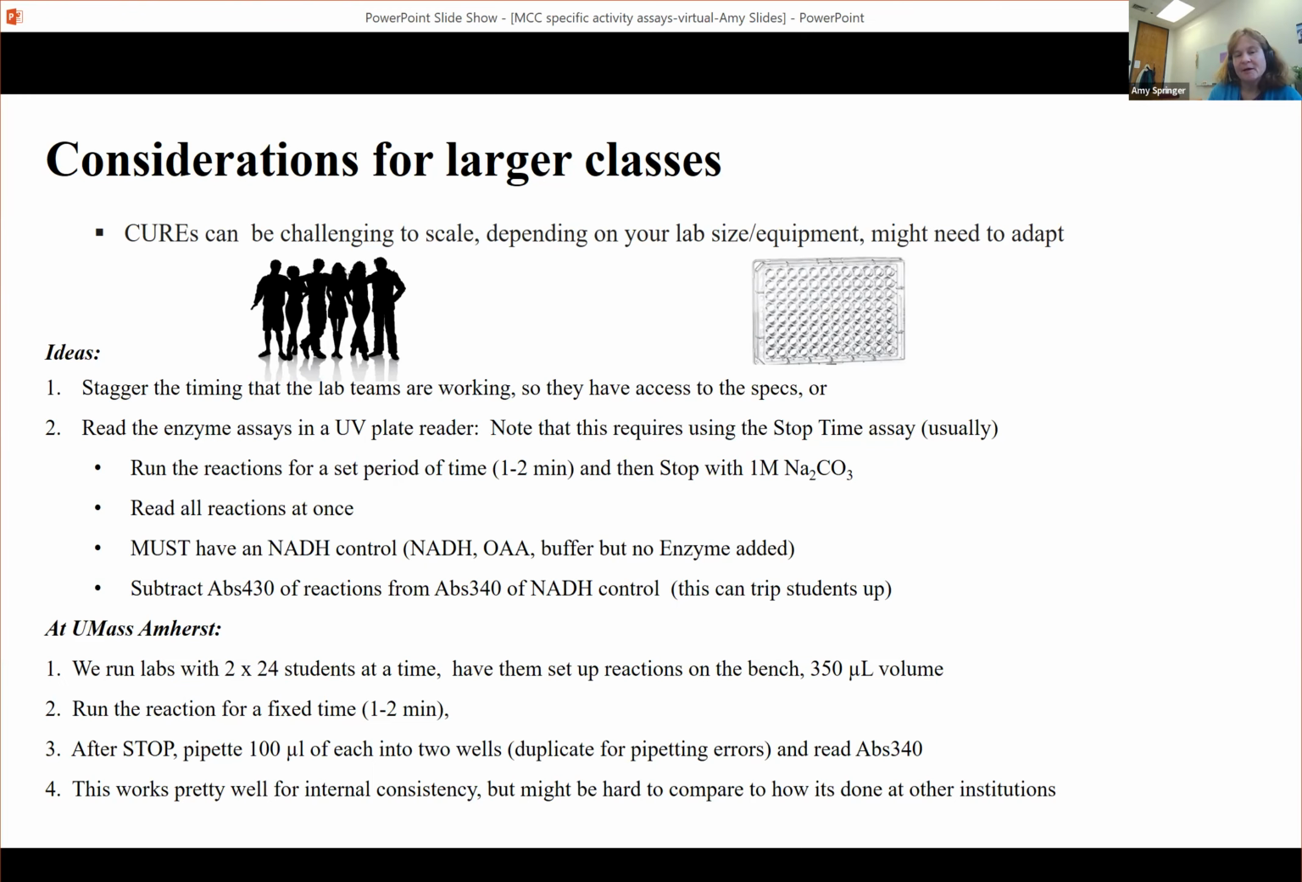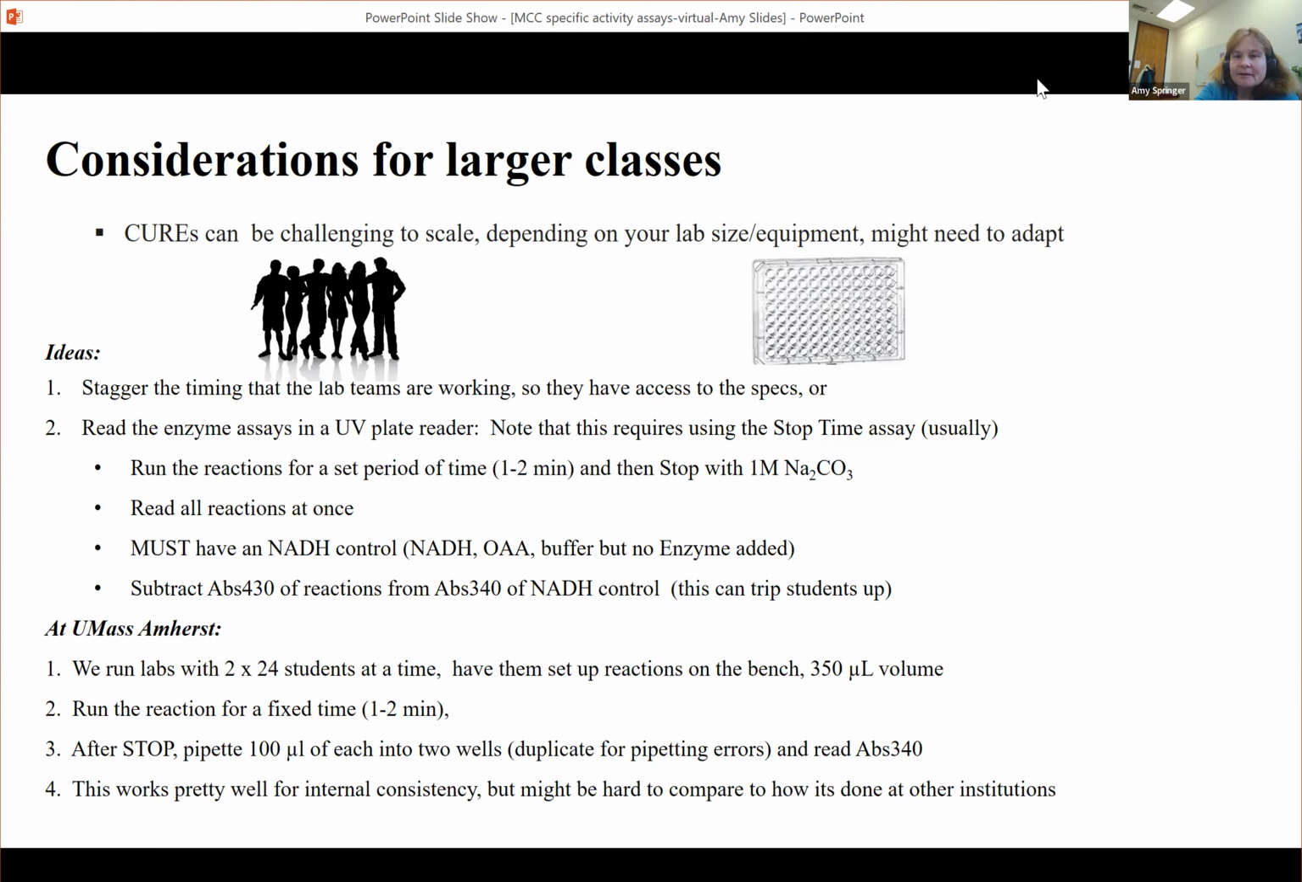They can set them up and, as they get more comfortable with it, be running a few different reactions at a time, just staggered 1 minute apart or something. And they get pretty good at that, and they can run a couple of different Michaelis-Menten curves in a lab, doing it that way. So those are things that we do to help work with large numbers.